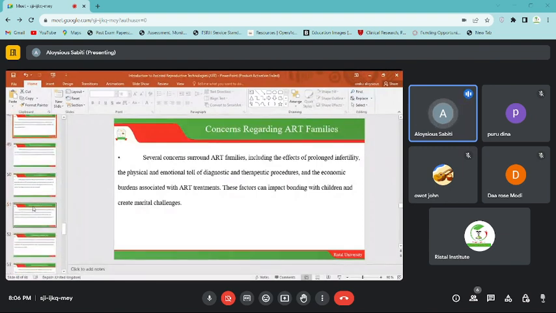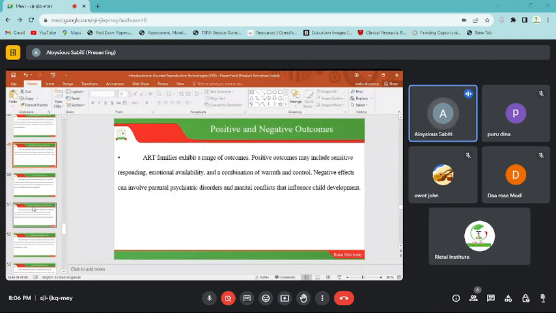many more societal members. So some of the positive and negative outcomes is that ART families exhibit a range of outcomes. The positive outcomes may include sensitive responding, emotional availability, and the combination of warmth and control, meaning that families that have practiced ART may become emotionally available to their children, and they may be a little sensitive in responding to some of the negative chants from the society.